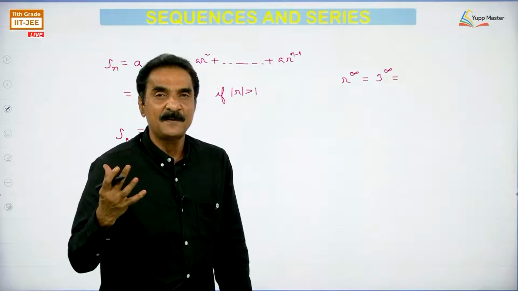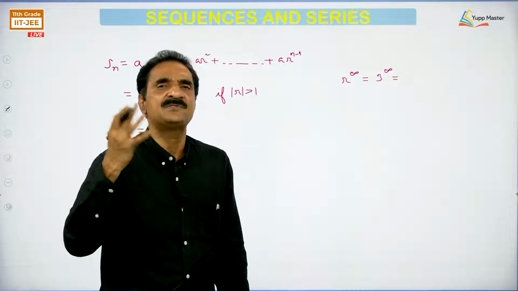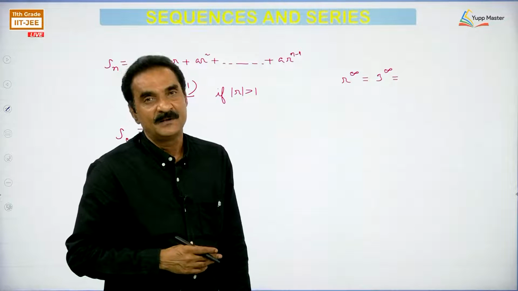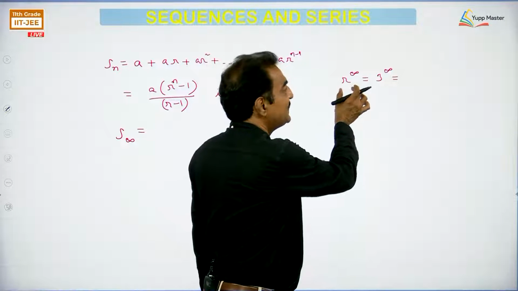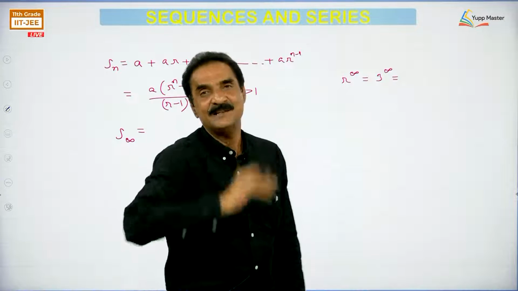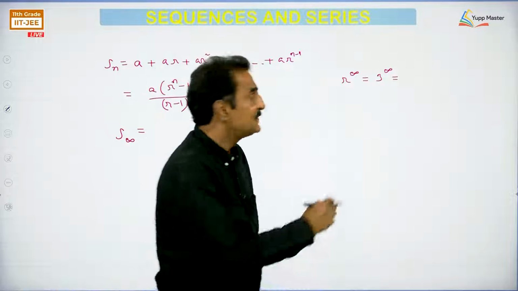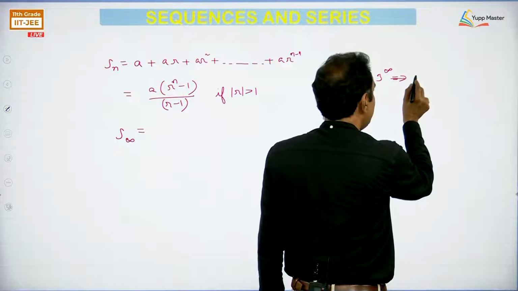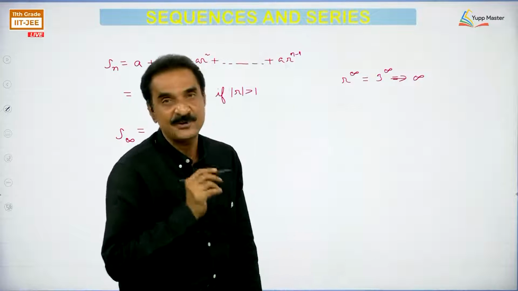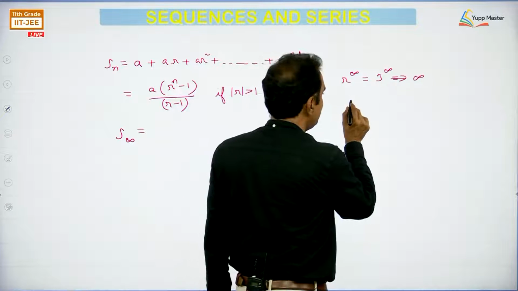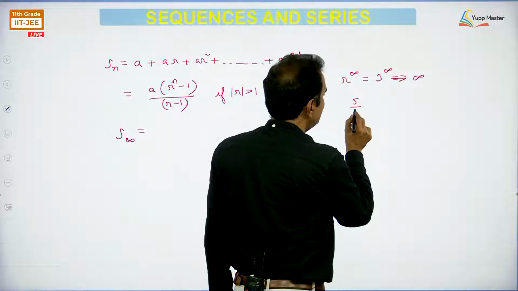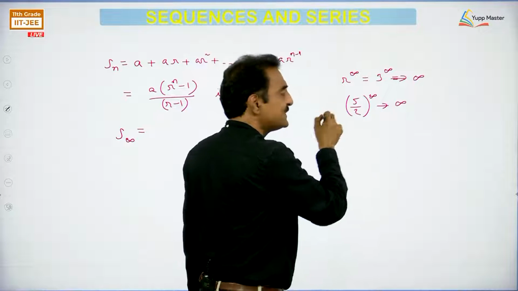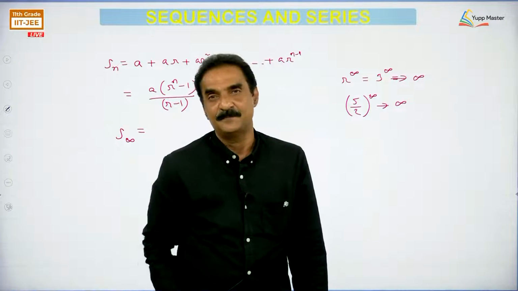So, what happens to the final number? It will be approaching a large number which you cannot tell. That is called infinity. Whenever the base is greater than 1, the number will keep on increasing. Finally, it tends to infinity. We have to write 3 power infinity tends to infinity. Similarly, if you take another example, 5 by 2 whole power infinity, it also tends to infinity because the base is greater than 1, it keeps on increasing.